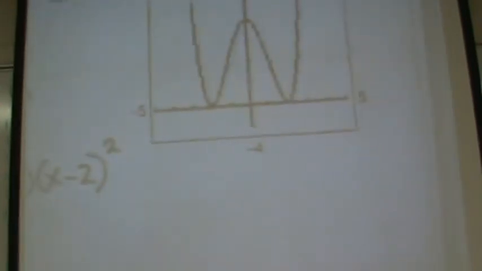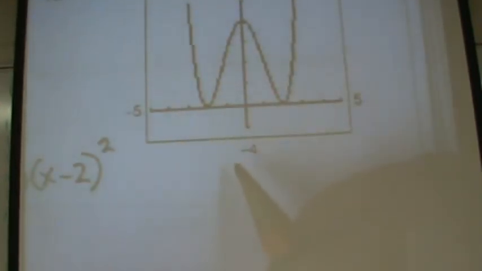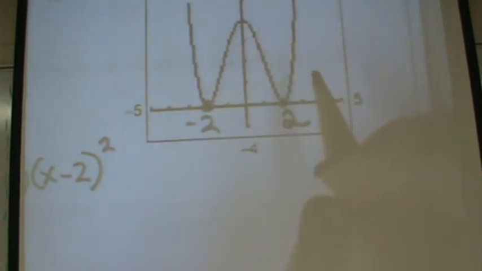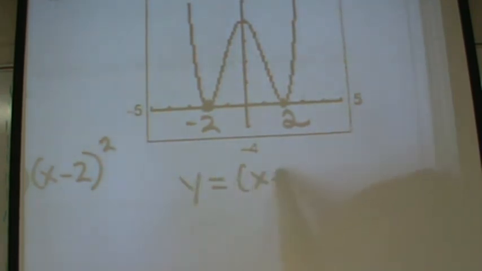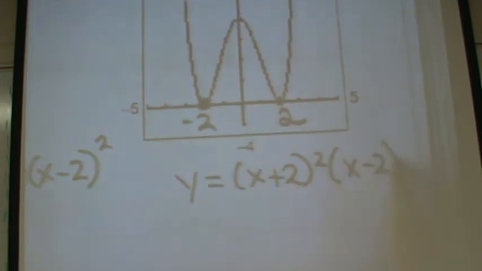Number 18. Tell me what this one is. I want the zeros. -2 and 2, and they're both even. What's it in factored form? X plus 2 quantity squared times X minus 2 quantity squared. Good job.